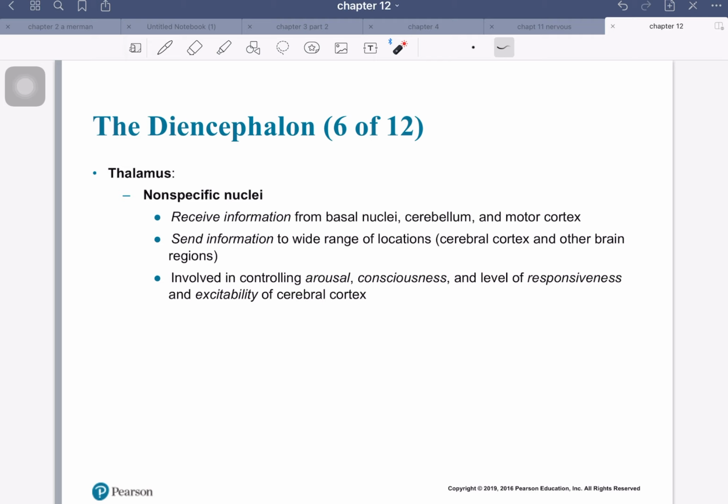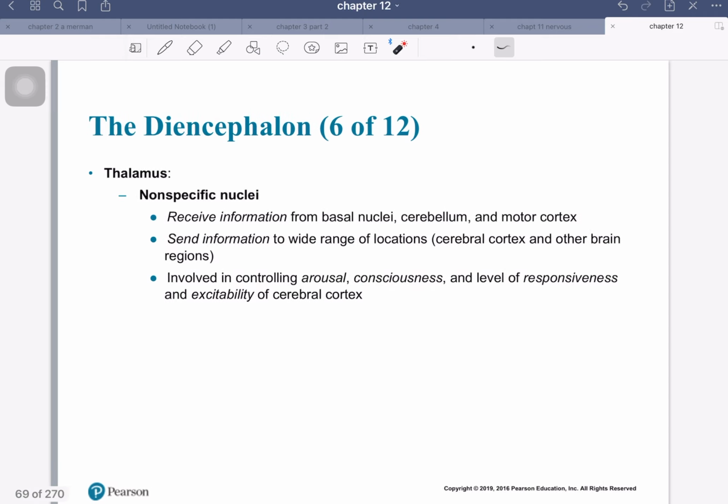Now, the non-specific nuclei can send information to a wide range of locations like the cerebral cortex or other brain regions. And also the non-specific nuclei have roles in things like controlling arousal, consciousness, level of responsiveness, and excitability of the cerebral cortex.